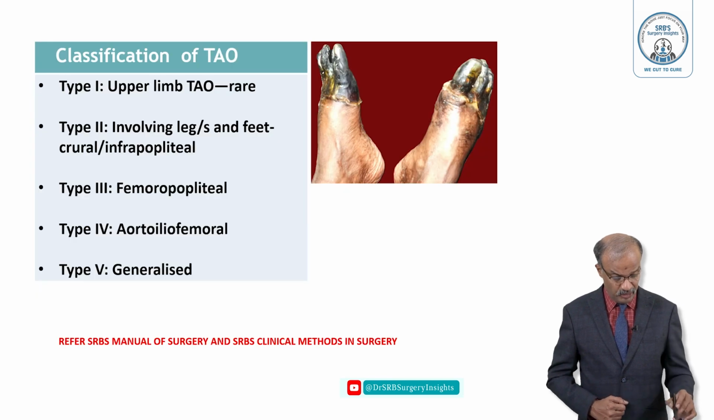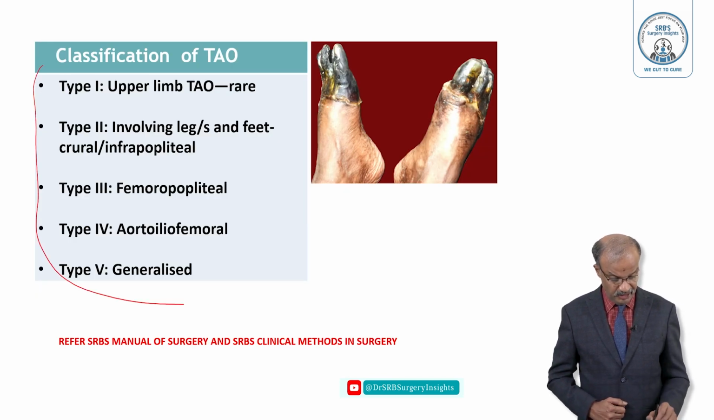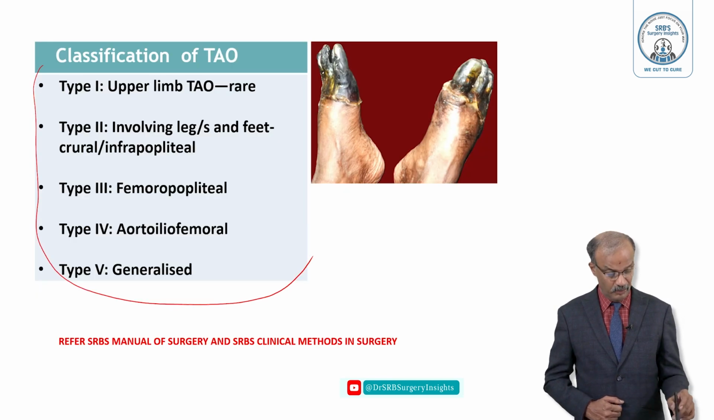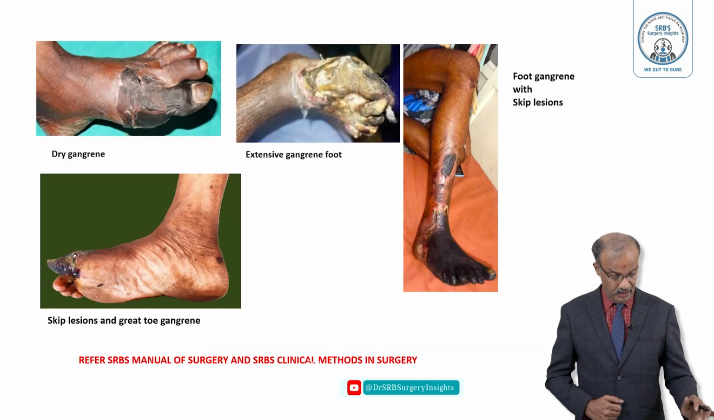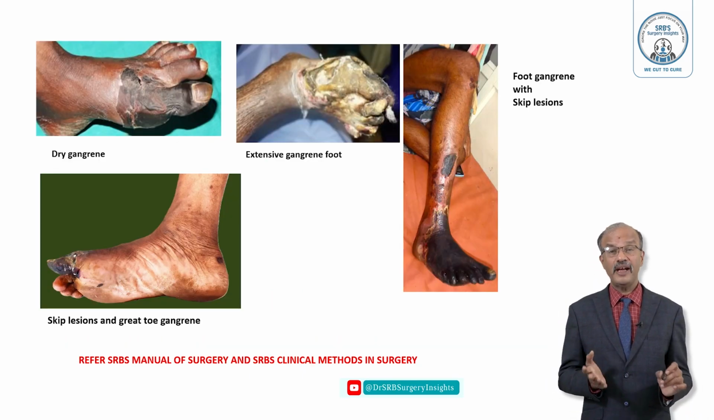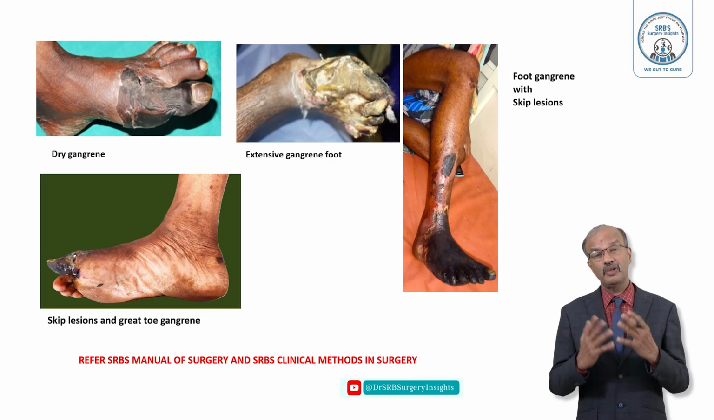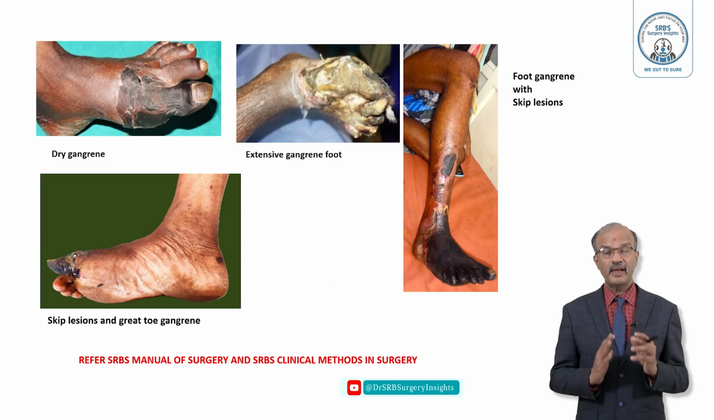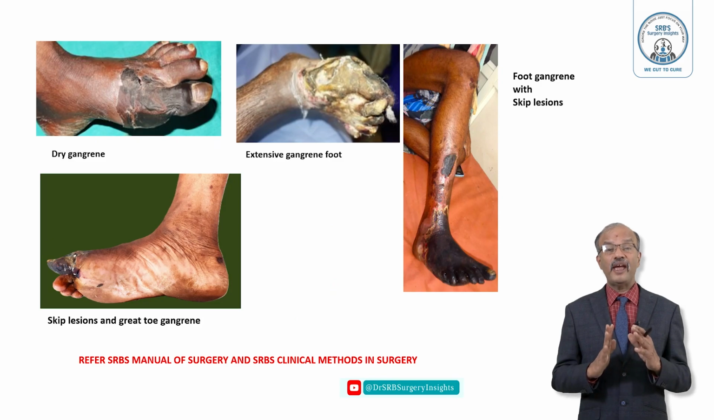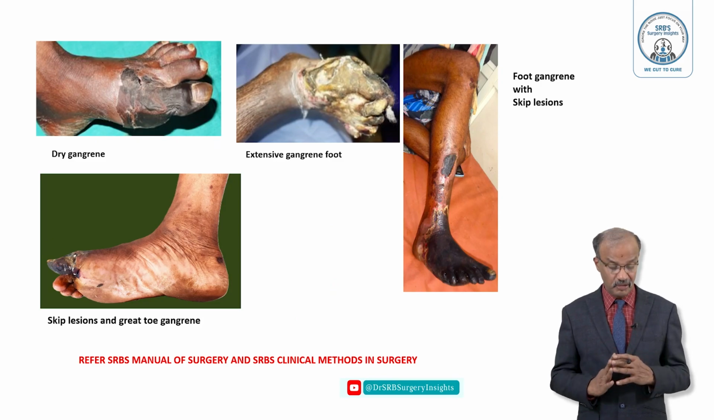I'm not going to discuss classification. This is generalized, femoral, lower limb, upper limb, and so on. You can always go through it. This is how exactly they eventually go on to gangrene. The definition of gangrene is important. It's an MCQ question, viva they will ask, short note they will ask. Gangrene is defined as macroscopic death of tissue in situ with putrefaction. So that is the definition you remember. You should not grumble about defining it.